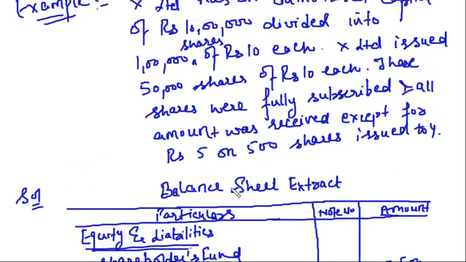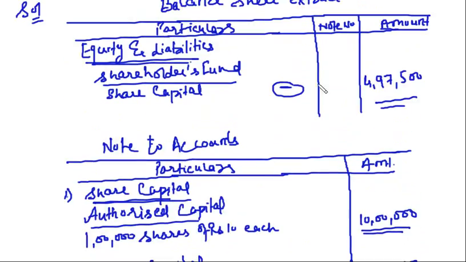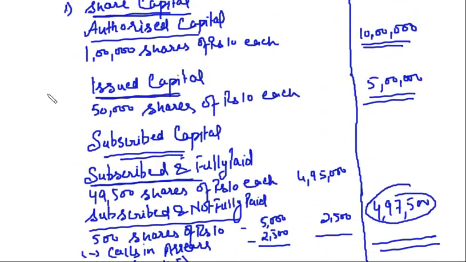Clear, friends? How we are going to disclose it in the balance sheet? Share capital. We will prepare notes to accounts. Here I will say note number 1. Clear? So in note number 1, we have calculated the amount of share capital that will be transferred to balance sheet. First, we will show authorized capital. As per the question, the authorized capital was 10 lakh divided into 1 lakh shares of 10 each. That is the maximum amount that can be raised by issue of shares.